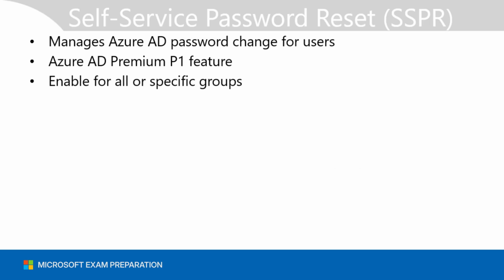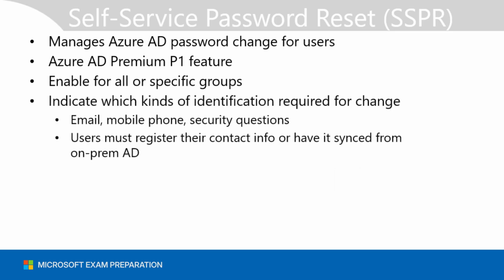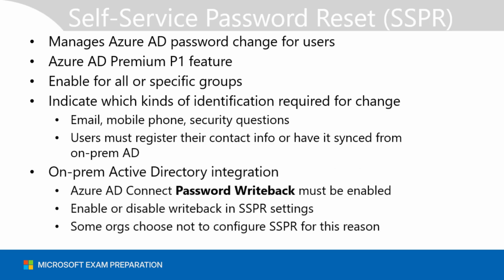When you enable it, which I'll show you how to do in the portal in just a moment, you can enable it for all or specific groups of people. You can indicate which kinds of identification are required in order to change the password. You don't want anybody to be able to change the password from a web page unless they can prove their identity through an email or a mobile phone, like a text message, or through a set of security questions. Once you turn this on for users, they'll have to register some contact info so that Azure AD has their mobile phone, has the answers to their security questions, depending on how you set it up.